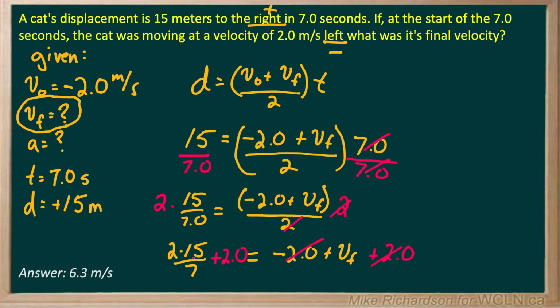So when I go 2 times 15, which is 30, and divide it by 7, and then add 2.0, I end up with my final velocity as a positive number, which means it's to the right, and it becomes 6.3 meters per second.